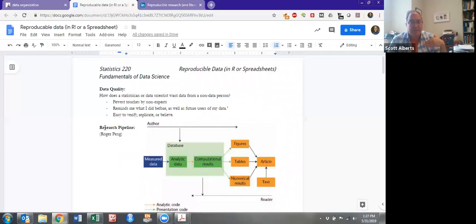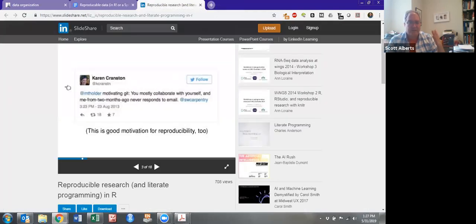We also might want to think about what I did before. Maybe I do work on a data set and then I put it away, and 6 months later or next year I get the new data from this year and I want to add it to the past data. There's actually a good joke from Karen Cranston, who's a data scientist, which is your main collaborator is yourself, and me from 2 months ago never responds to the emails that I send. This is a good reason why we want to be really organized.